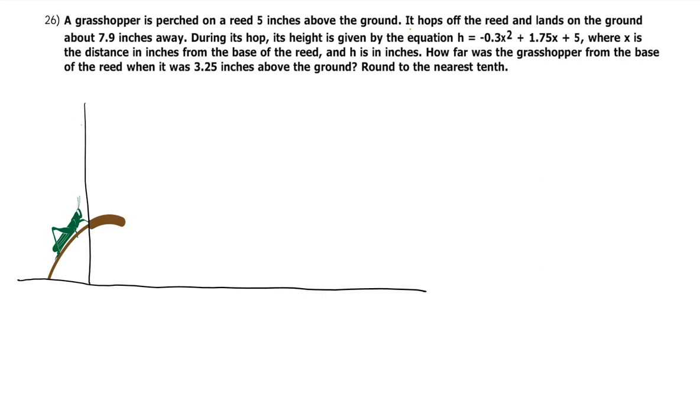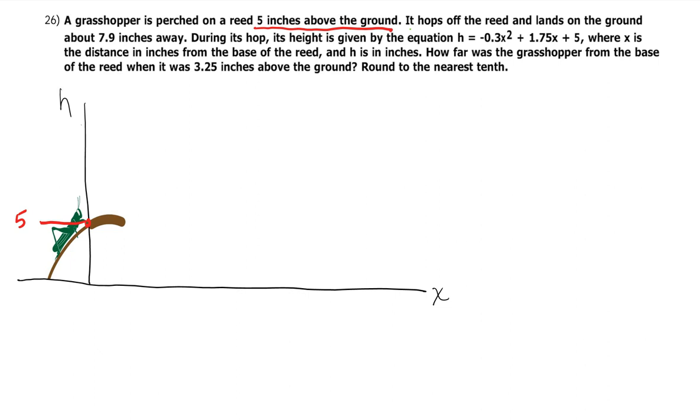The equation is h equals blah, blah, blah, where x is the distance in inches from the base of the reed. So that's 8x, and h is the height. And then it tells me that the grasshopper is perched on a reed 5 inches above the ground. We're going to make the height where he's at right here. This is where the 5 inches will be. Then he hops off the reed and lands on the ground 7.9 inches away.